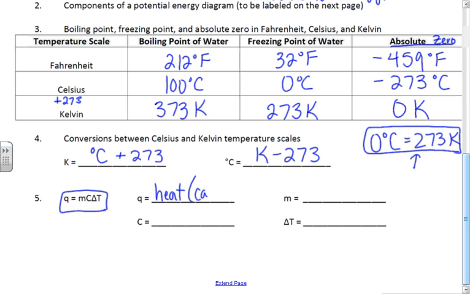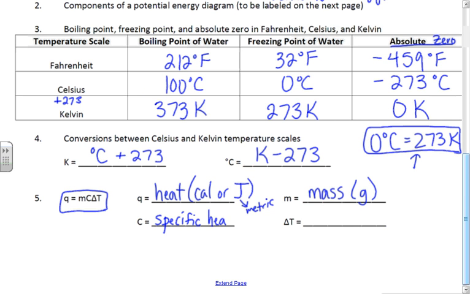It can be measured in either calories or joules, and joules is our metric unit for measuring heat energy. And the way you find that heat value is by multiplying the other three variables we have. M is going to be mass. It has to be reported in grams. C is our specific heat, and it's particular to whichever substance it is that we're dealing with.